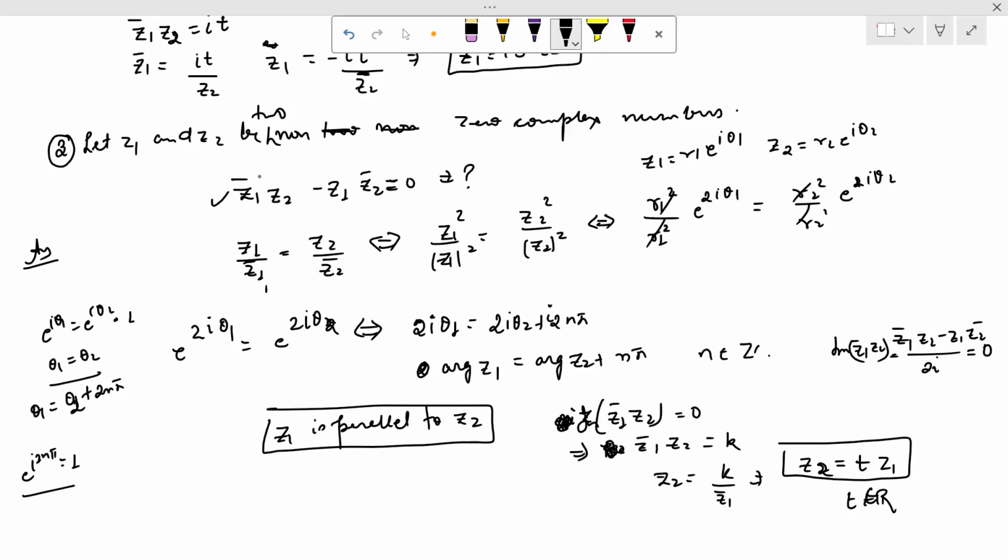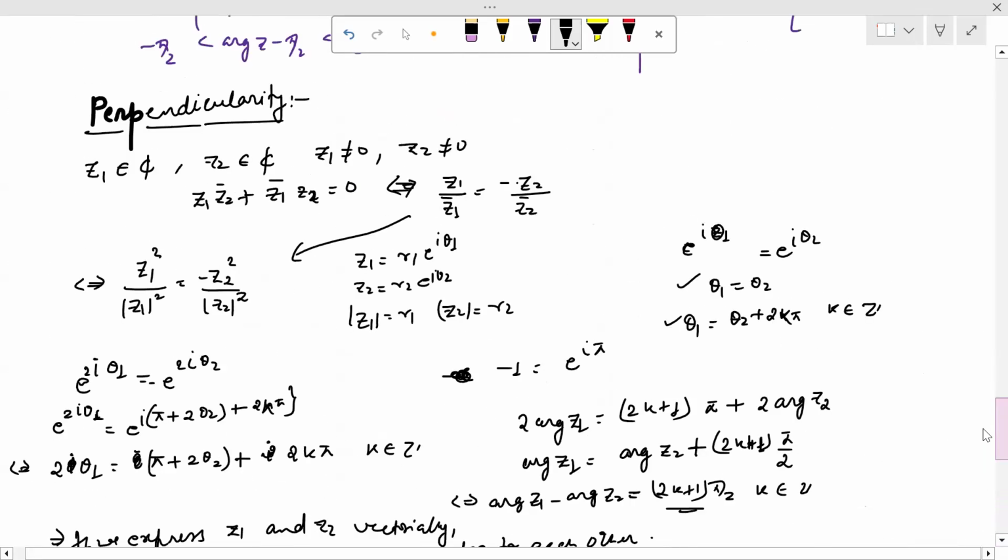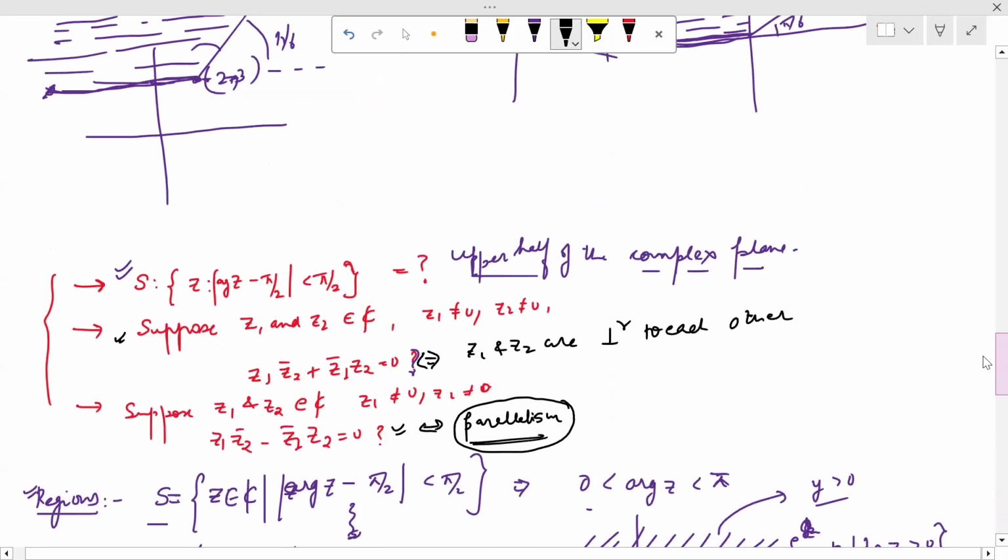So if you're given in the exam Z1 bar Z2 minus Z1 Z2 bar equal to 0, it implies that Z1 and Z2, these two complex numbers, are parallel to each other. I hope it is clear. So all these three questions I gave you in the last lecture, I have solved these three questions.